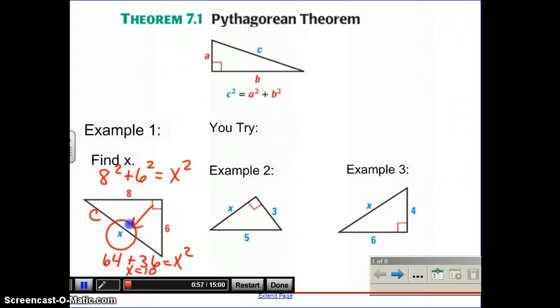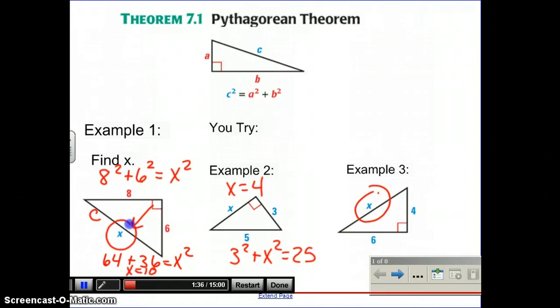Done. I want you to take a minute, push pause on the video, and try example 2 and 3 on your own. Pay attention to which side x is in your triangle. So push pause now and try those. Hopefully when you solved example 2, you got x equals 4. Okay, it is not the hypotenuse, so we could say 3 squared plus x squared equals 5 squared, which is 25. When you solve that, x squared is 16, so x is 4.